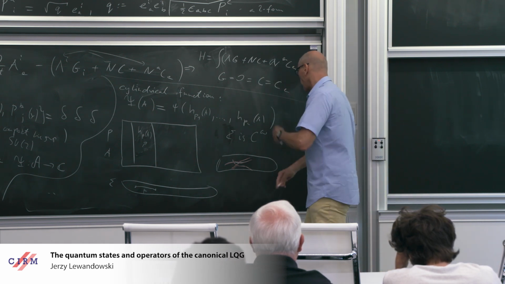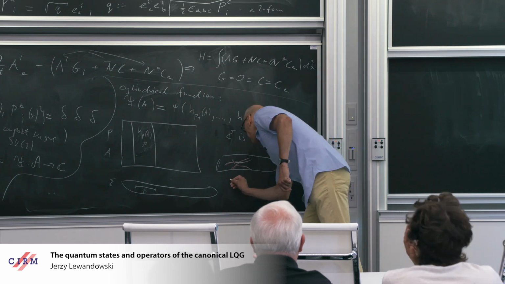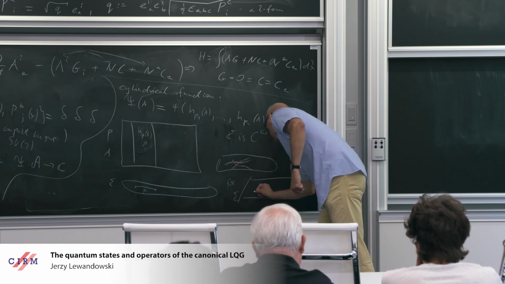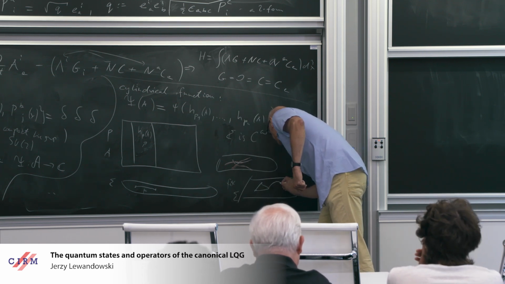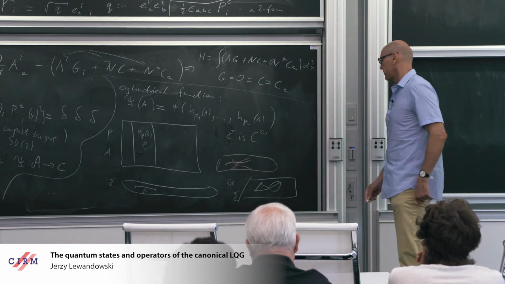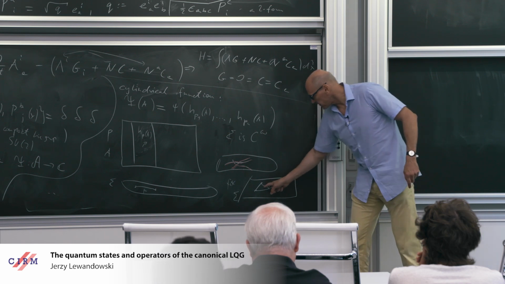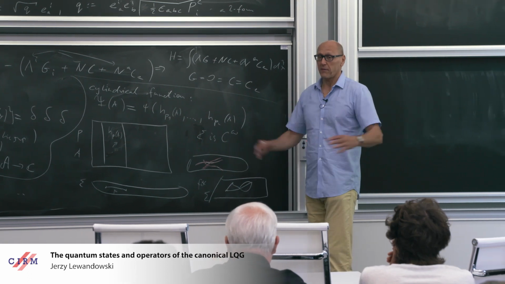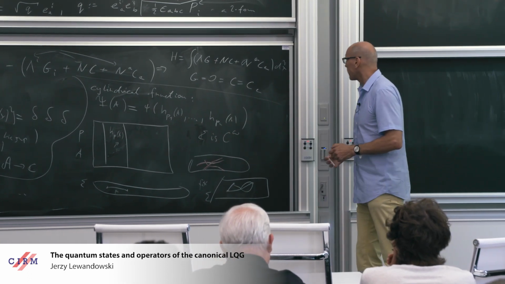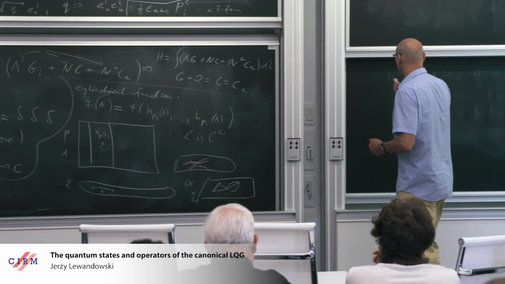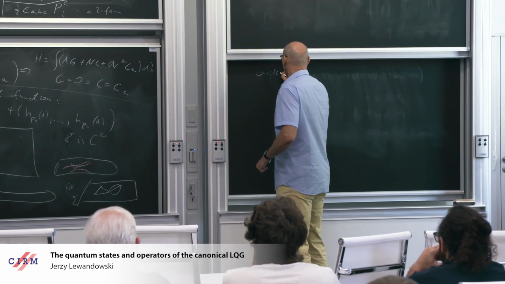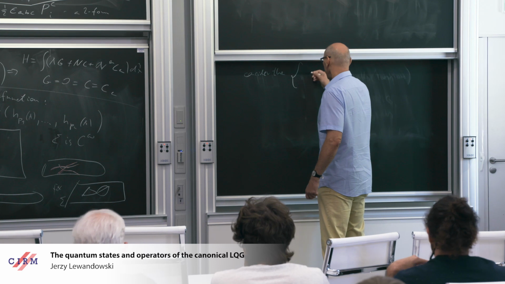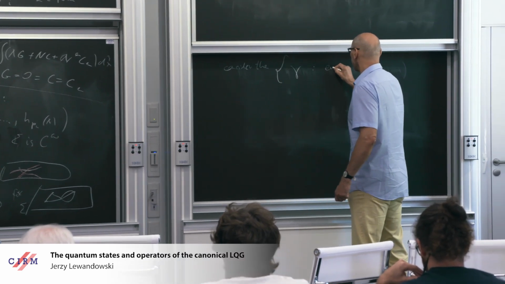Okay, so we can invert our procedure. We can first fix an embedded graph in sigma, and then we consider only paths contained in this graph. Then we consider a different graph and the same, and we consider the family of all embedded graphs. So using this idea, consider the set of gamma, where gamma are embedded graphs.